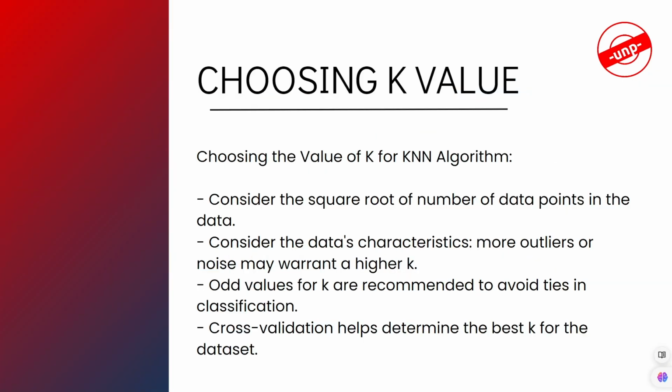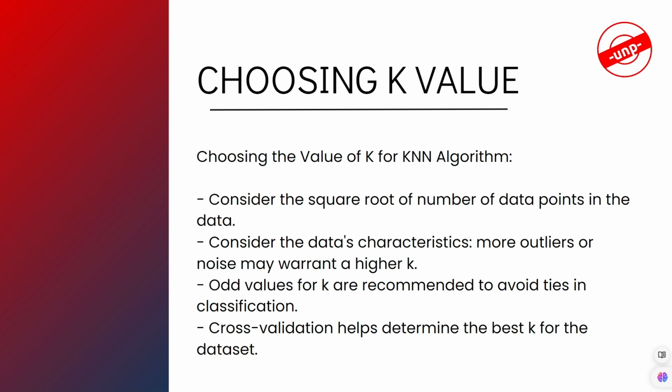Over here, let me tell you the ways or methods to choose the value of k. There are four important ways or methods to determine the value of k. First method is square root rule. In this, we select k as the square root of the number of data points in the dataset to balance reliability and manageability.